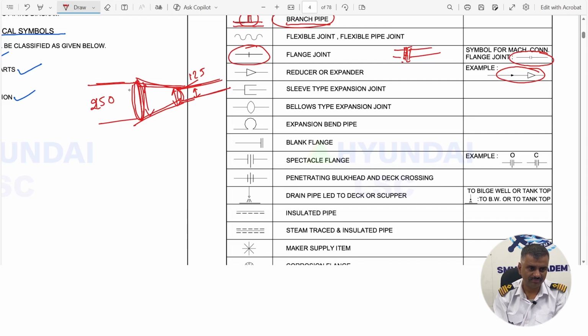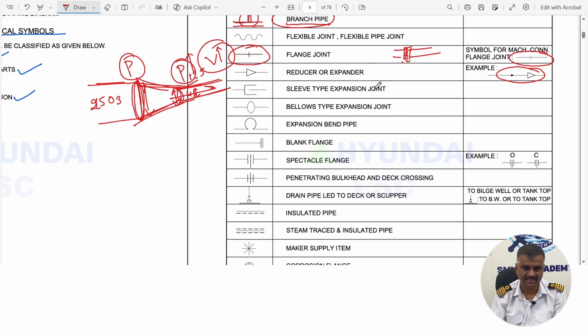So when you reduce the area, pressure will increase in this section. Okay, you have 3 bar here, so maybe here it will be 4 bar. So you are using the reducer to increase the pressure on this other side. Thereby pressure increases, velocity also increases in this section. So that is a reducer or expander.